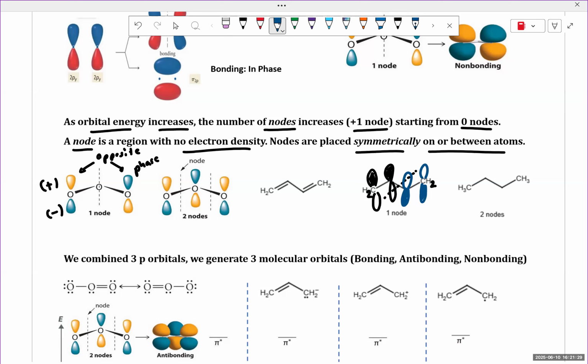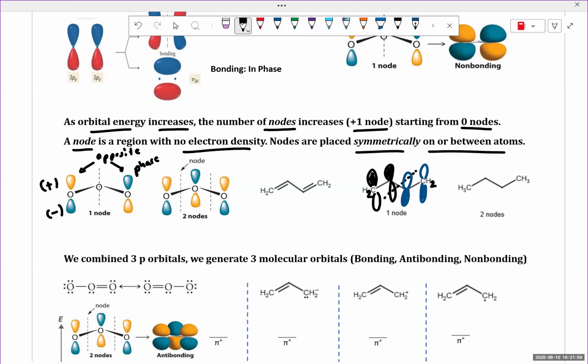So as you can see, in the case where we have one node, we have one side where we have overlapping regions of the same phase. We hit the node, and now on the other side of the node, we see that the phasing is opposite. This makes sense. A node is a region with no electron density, and you generally see a node when you have p orbitals of opposite phase on each side of the node.